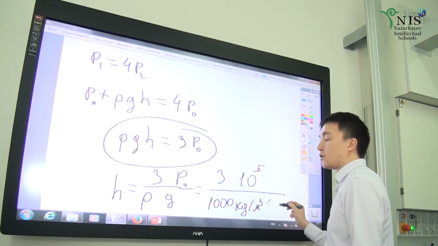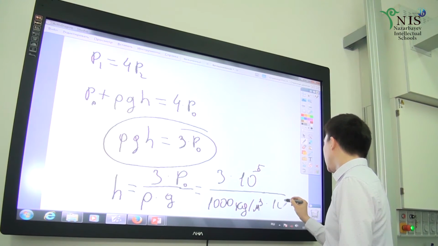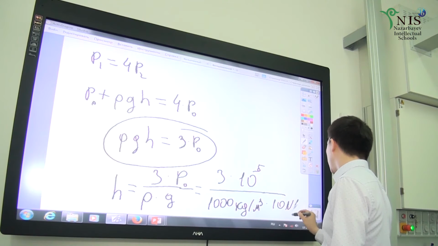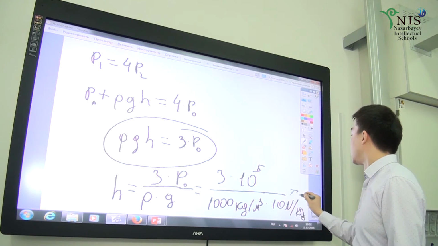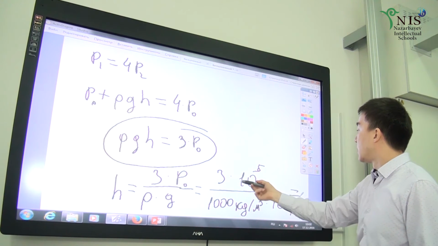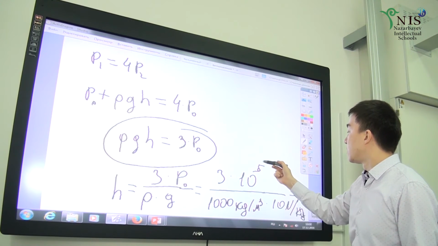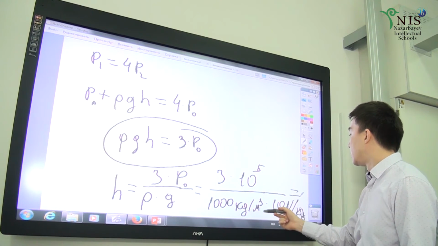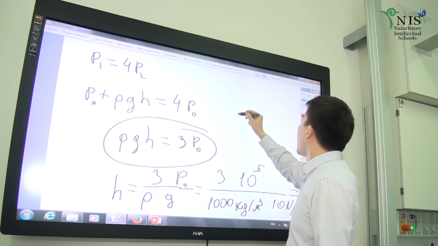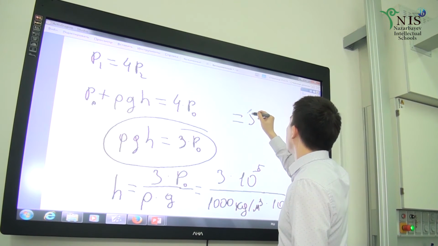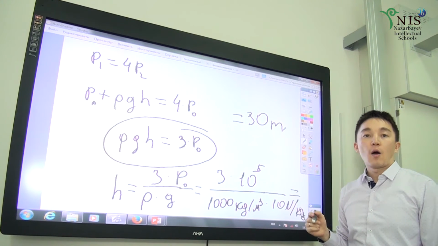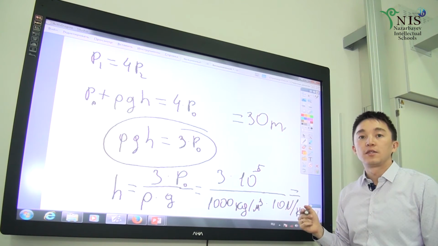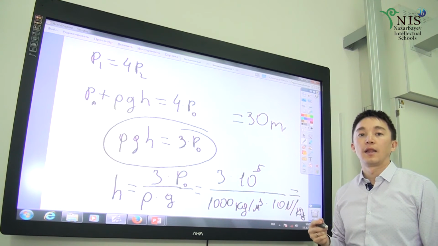And gravitational field strength is equal to 10 Newtons per kilogram. So let's multiply 3 by 10 to the power of 5, and divide it by 10,000. So we will have a result that equals 30 meters. So the result of our problem is 30 meters. It's the height of the lake.